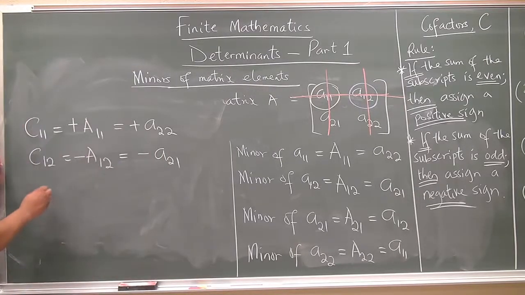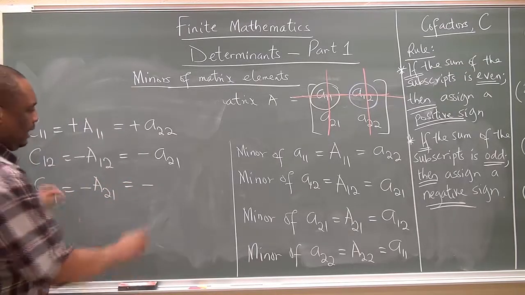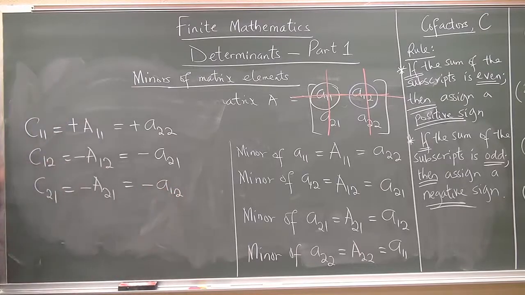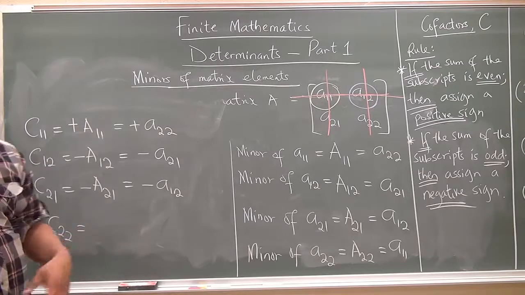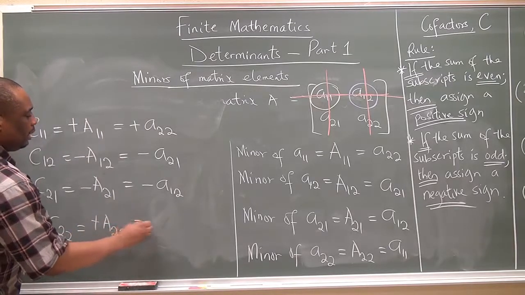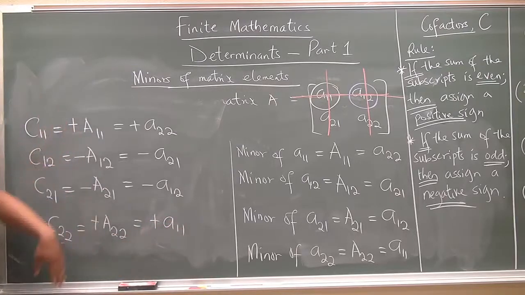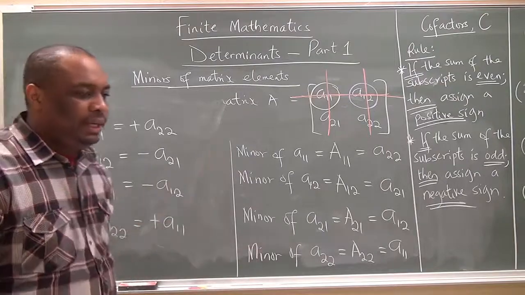Then C21, the cofactor of A21, will be 2 plus 1 is 3, which is negative. So this will be negative A21. And that will be negative A12. And then C22, 2 plus 2 is 4, and that is even. So this will be plus a22, which is positive a11. So you see this is what we need here.